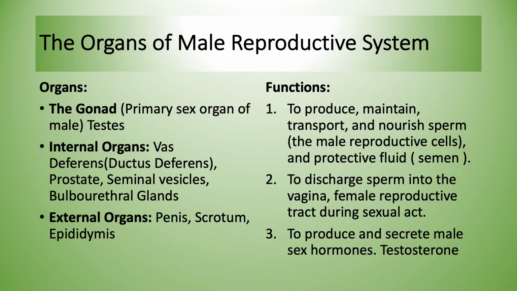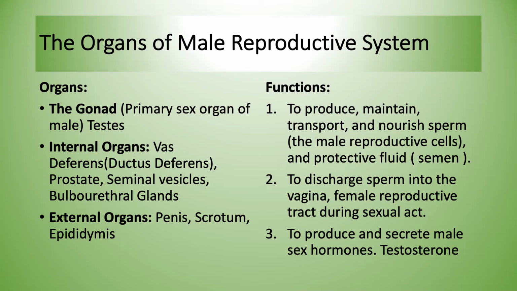Internal organs are the vas deferens, another word ductus deferens, prostate, seminal vesicles, and bulbourethral glands. Penis, scrotum, epididymis, and testis itself, they all lie outside the body. So they are the external organs.